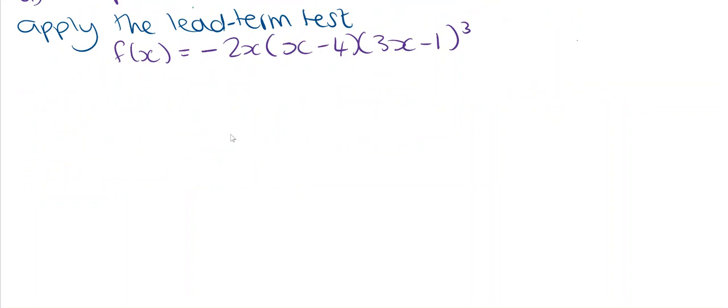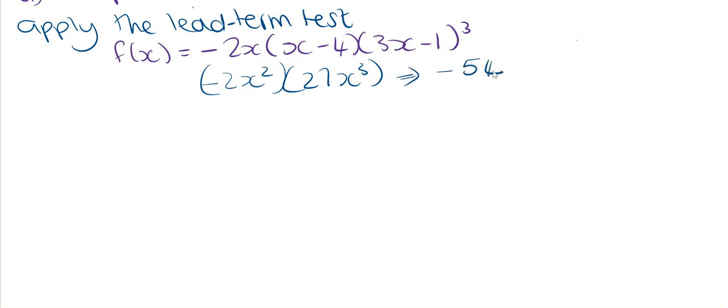So if I was to rewrite my function, I've got minus 2x squared and then 3 cubed. So that is going to be 27x cubed. So this would be minus 54x to the 5.